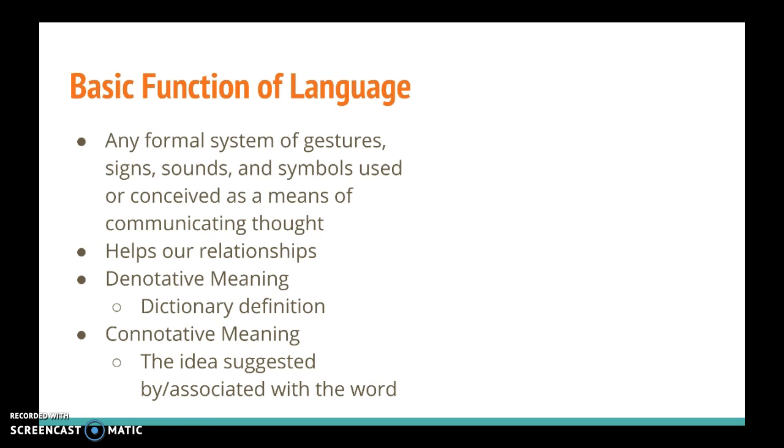So for example, if I were to look up the word cat, the dictionary would tell me that a cat is a small, hairy feline with retractile claws and that they are carnivorous and all of these different types of things, right? They give you kind of the literal definition of the word cat. But when I said the word cat, you thought of a specific cat. Maybe it was Garfield. Maybe it was Tom from Tom and Jerry. Maybe it was your own cat.